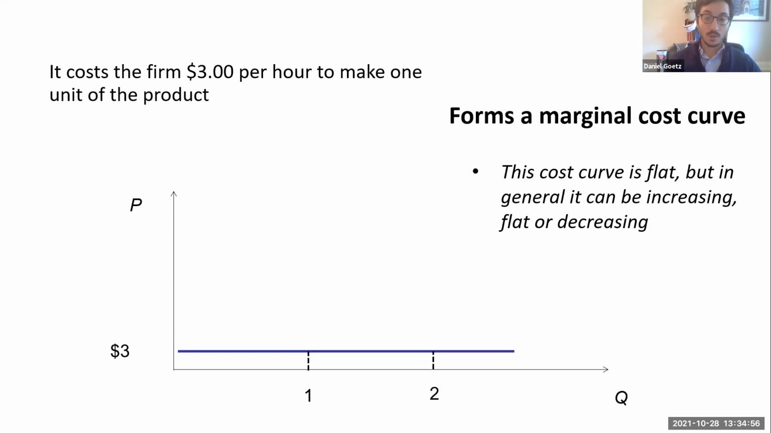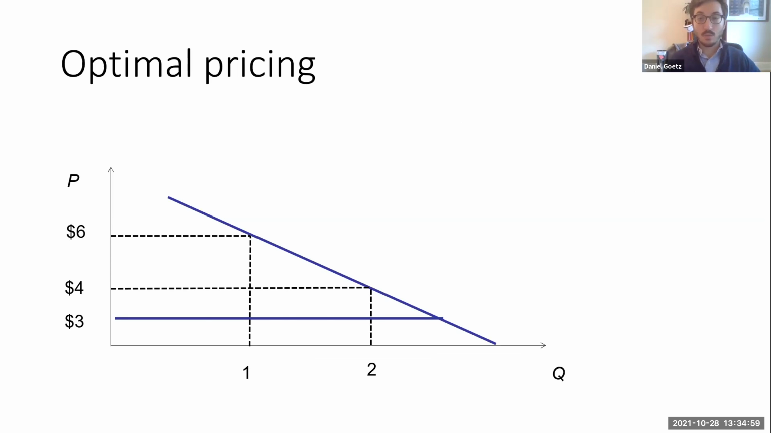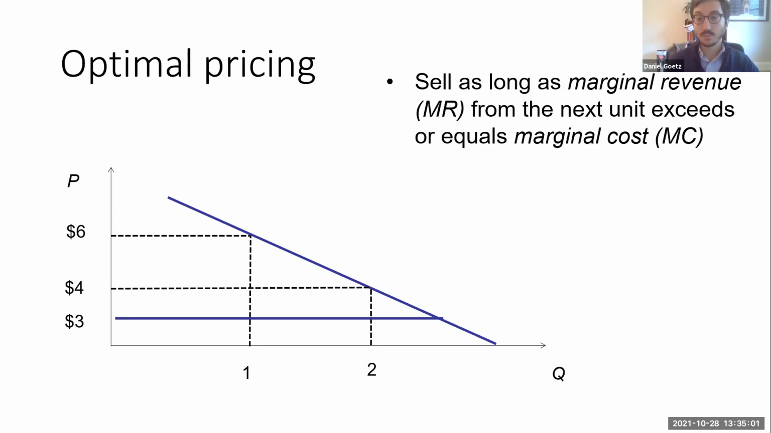Now, with these two ingredients, when we put them together, we can set the optimal price. The rule is that we want to sell as long as marginal revenue from the next unit exceeds or equals the marginal cost of making that unit, right? Marginal revenue is the additional revenue you get from selling that next unit, and marginal cost is how much it costs. So as long as we're making more than it costs, we'll make that unit, and then we'll consider making the next unit.